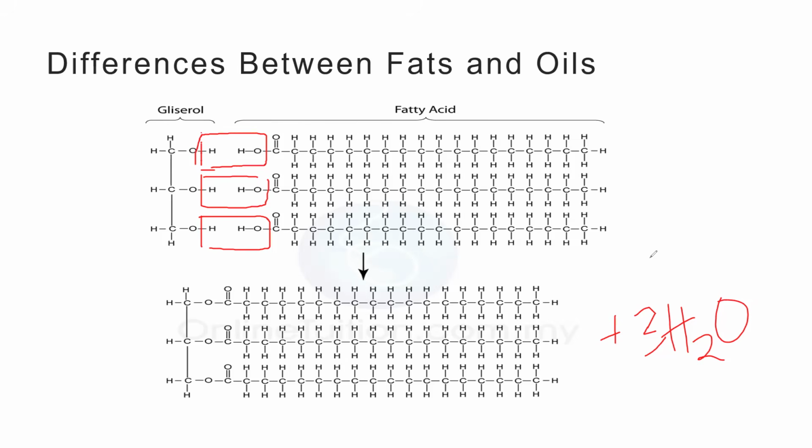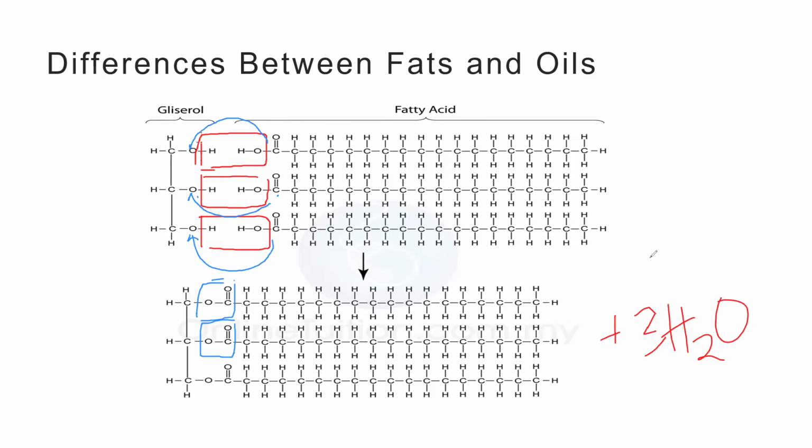Now, this one will bind directly to the other. Let me change this color to show you. This carbon will now bind directly to this oxygen. This one will bind directly to this oxygen. And this one will bind directly to this oxygen. And that is what gave us this now. That's what's giving us this ester linkage.